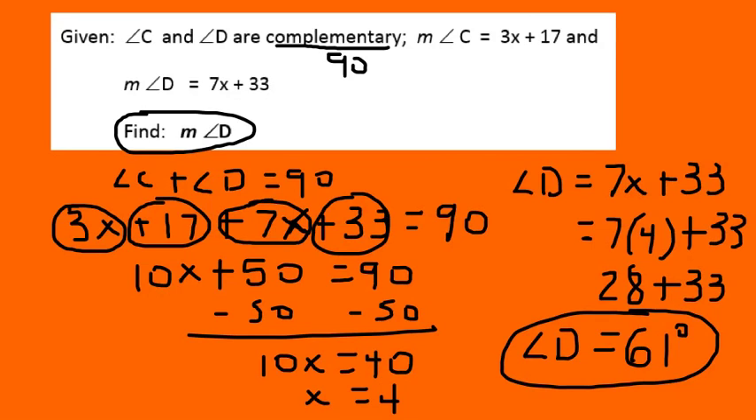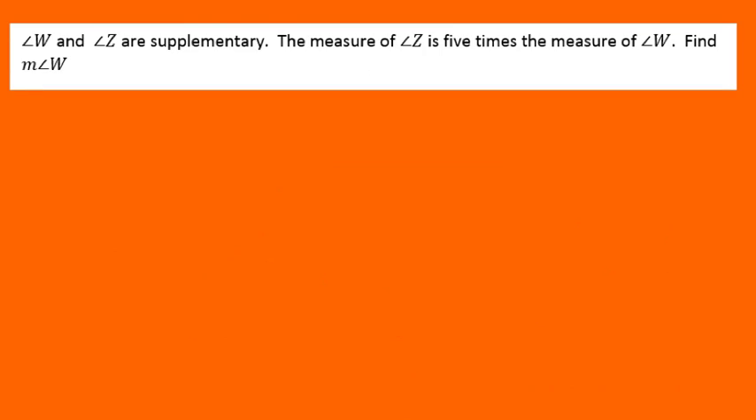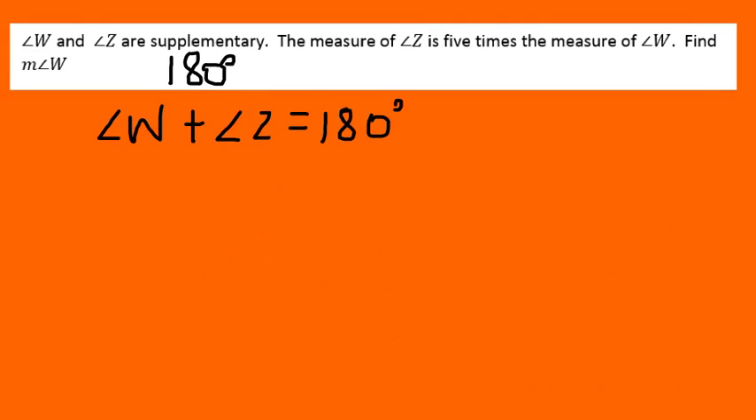Okay, so again, I know it's kind of a lot, but going back to the basics, make sure we understand that complementary equals 90. So let's try another example. Very similar. We know that angle W and angle Z are supplementary, and again, so they're going to add to 180 degrees. The measure of Z is 5 times what the measure of angle W is. So find the measure of angle W. So again, let's just write out what this means. Angle W plus angle Z are supplementary. They have a sum of 180.